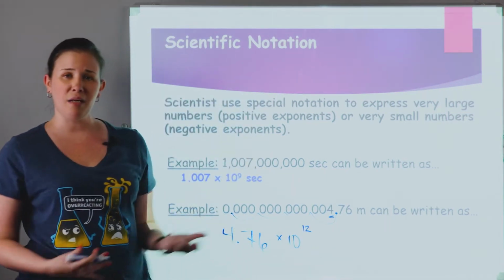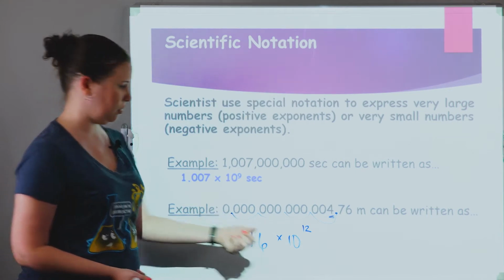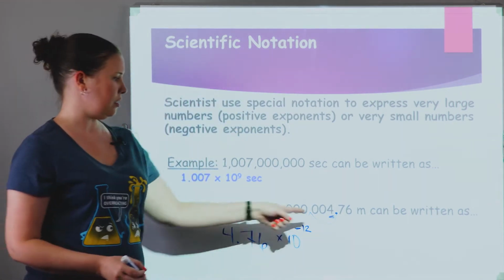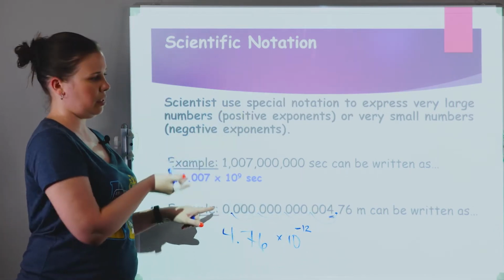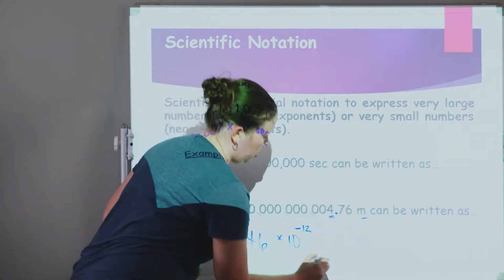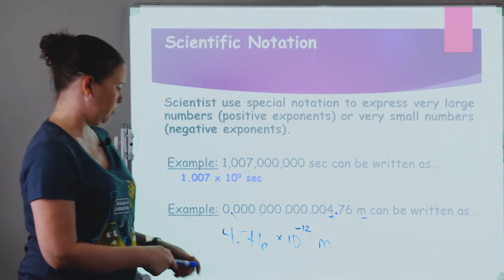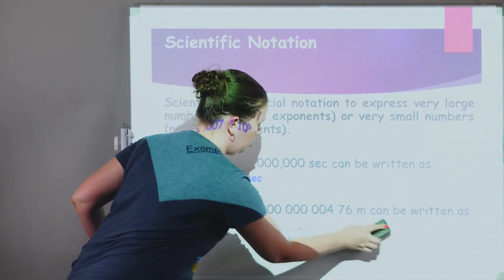But is that a positive or a negative 12? Well, since this was a very small number, my exponent should be negative, indicating that the decimal would need to be moved to make it a very small number, a decimal. And then the last thing I want to do is make sure I have my units, my meters. So this would be 4.76 times 10 to the negative 12 meters.